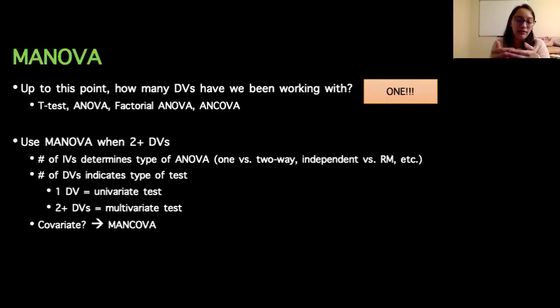But if you identify multiple dependent variables being measured, you know the name of the test, you just add MANOVA instead of ANOVA, right? The same thing for if you have a covariate present, it's a MANCOVA, right?